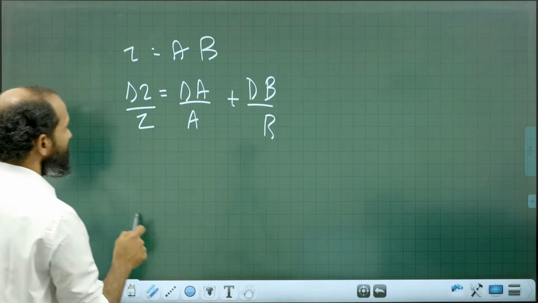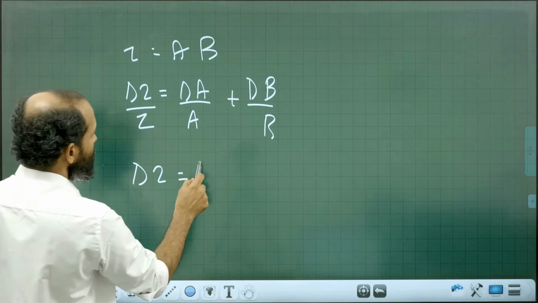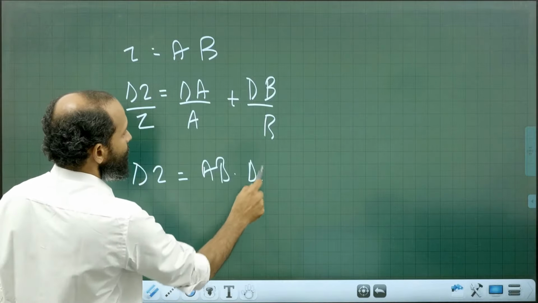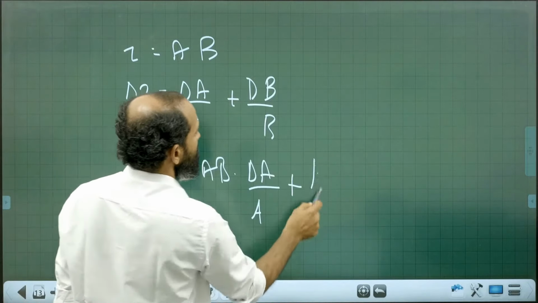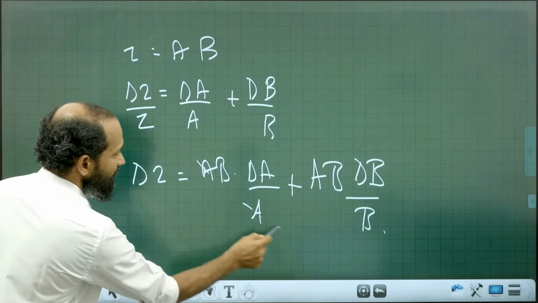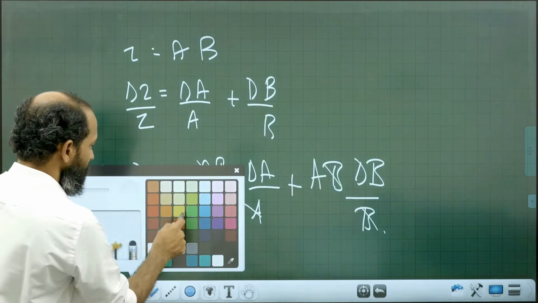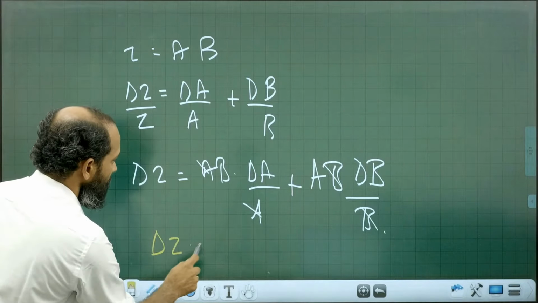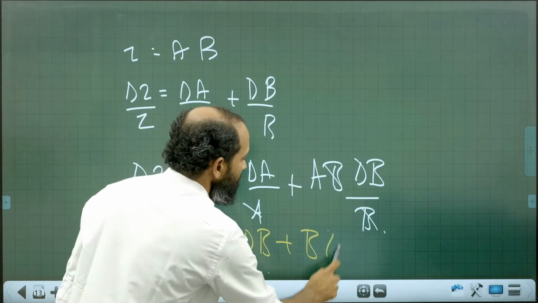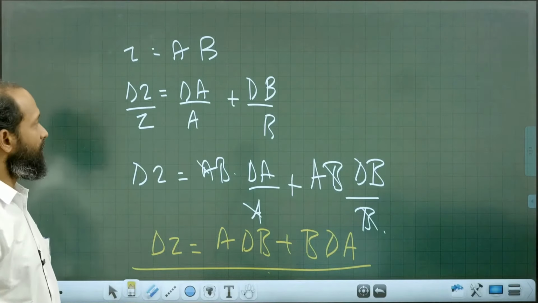That is correct. Then delta Z is equal to Z into, Z can be written as AB, into delta A by A plus AB into delta B by B. You can cancel A here and B here. You get delta Z as A delta B plus B delta A. This is very important, may be asked.